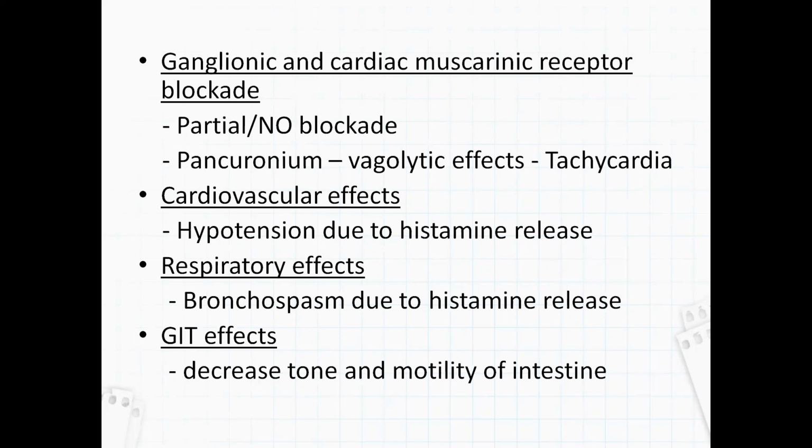Coming to cardiovascular effects, due to the histamine release, it might cause hypotension. And respiratory effects, this also is due to histamine release. It can cause bronchospasm, but that is not very common. And GIT effects, these decrease the tone and motility of intestine. What happens if tone and motility of intestine is decreased? The bulk later, it might cause constipation.